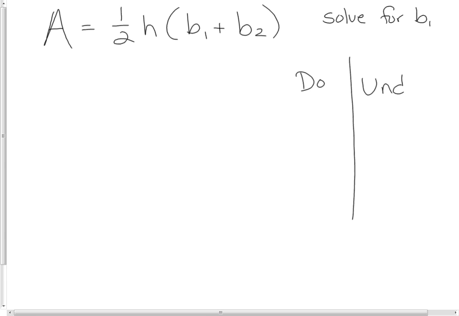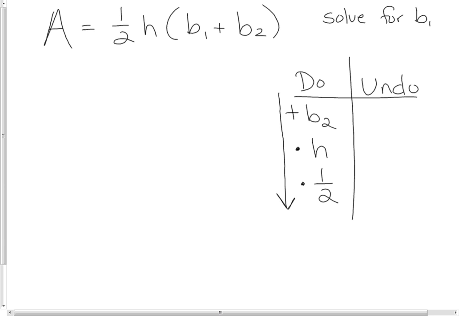So we start by asking ourselves what's being done to b1. Well, the first thing that comes in our order of operations is parentheses, so we look inside the parentheses. Inside the parentheses, the first thing that's being done is we're adding b2. Then we move outside the parentheses. We've got the h out front, which means we are multiplying by h. And we're also multiplying by the 1/2. Remember, when there is no operation sign, when you've got variables next to each other or a number next to a variable, it's multiplying. So starting with b1, working through the order of operations, we have adding b2, multiplying by h, and then multiplying by 1/2.